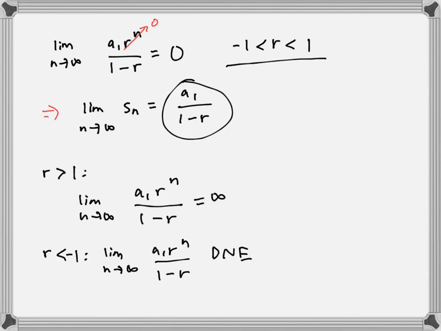So what did we figure out? This is the only case where we got something that converged. Everything else is divergent, and r equals 1 was divergent. I guess we have one more case. What about r equals -1?